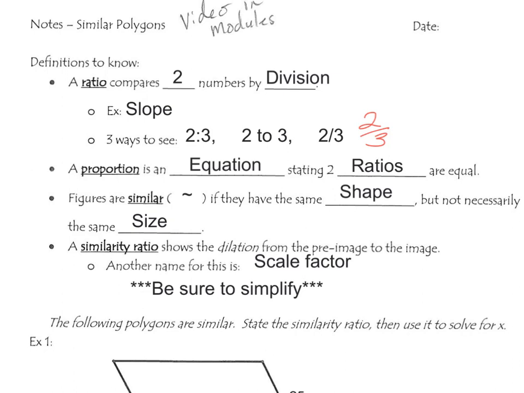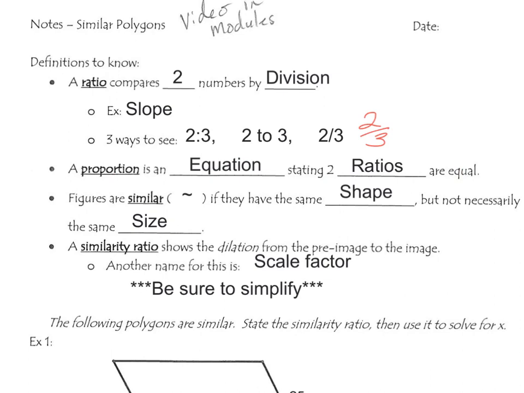Okay, so a proportion is an equation. That means it has to have an equal sign with it. Proportions are equations, and they're stating that two ratios are equal to each other. This is what you just did on the previous page. Those were all proportions where you cross multiplied.